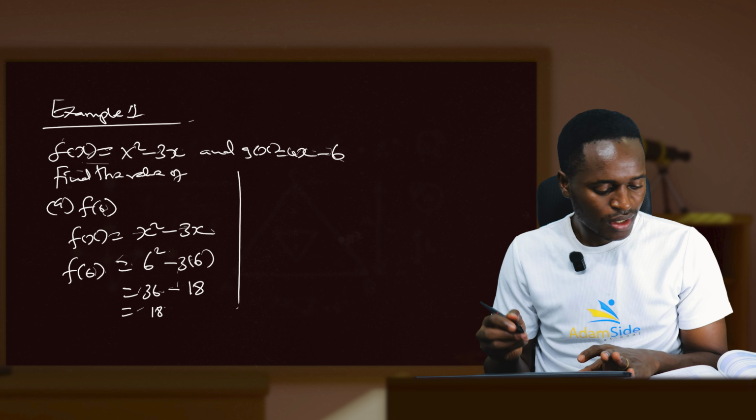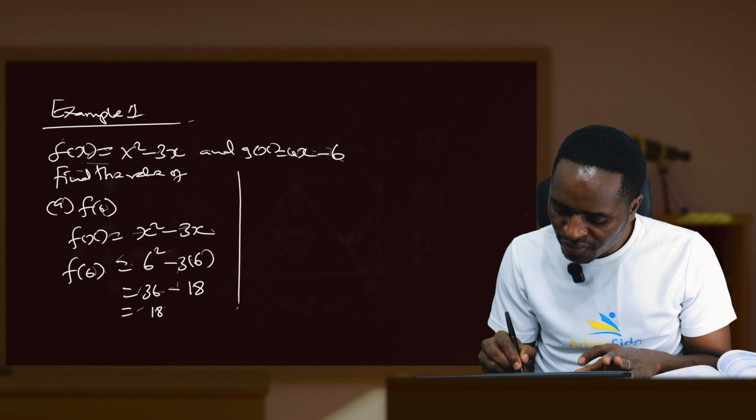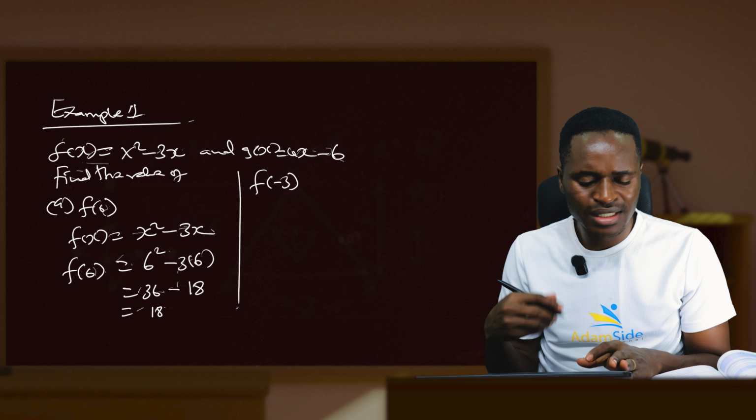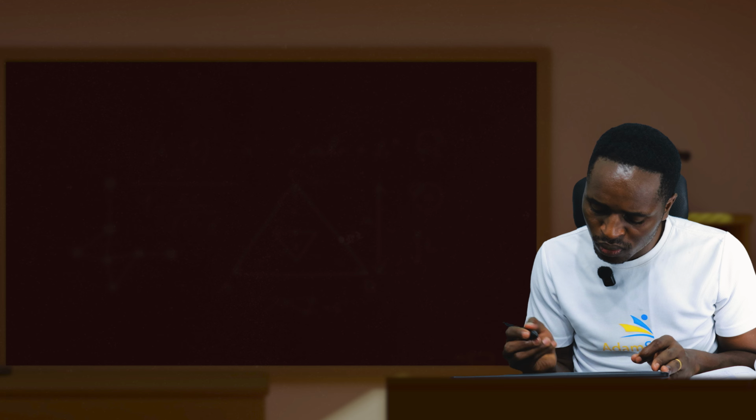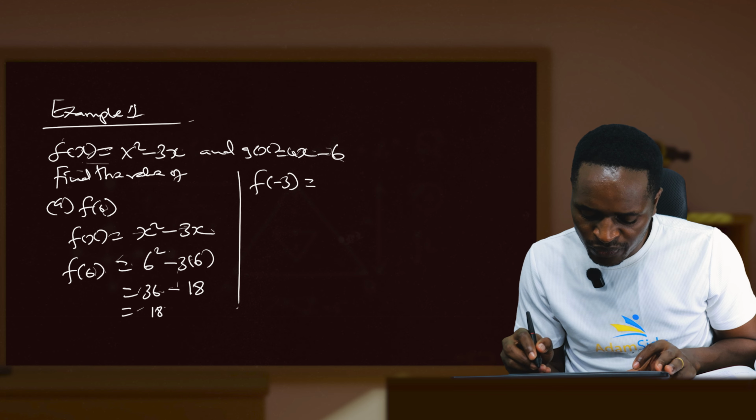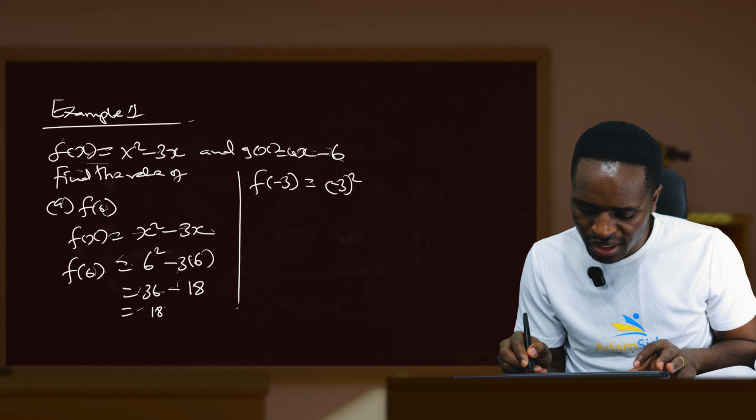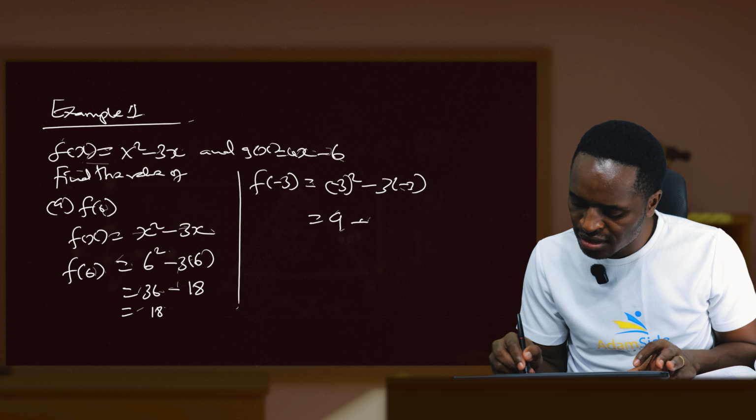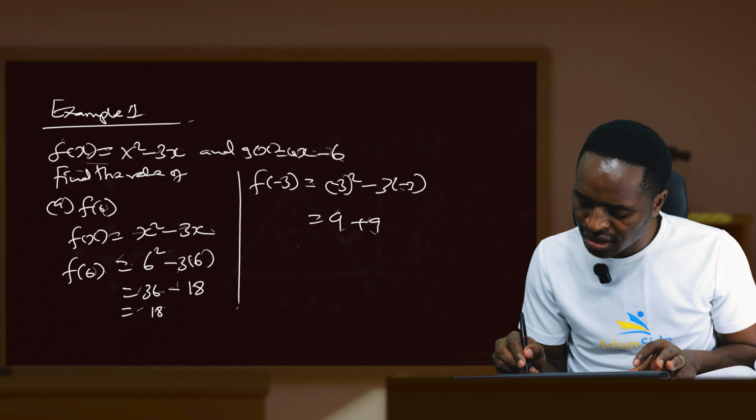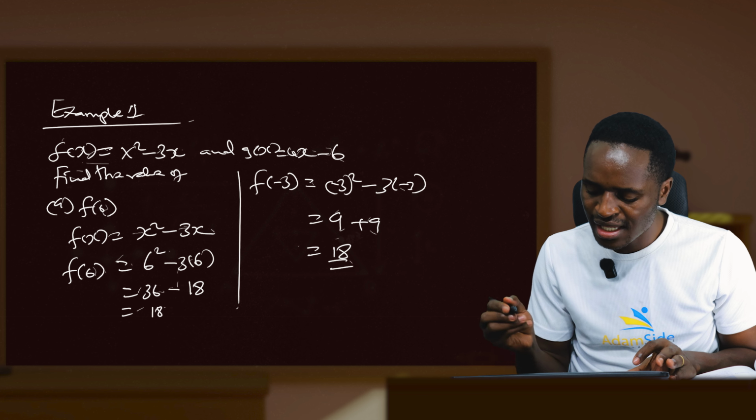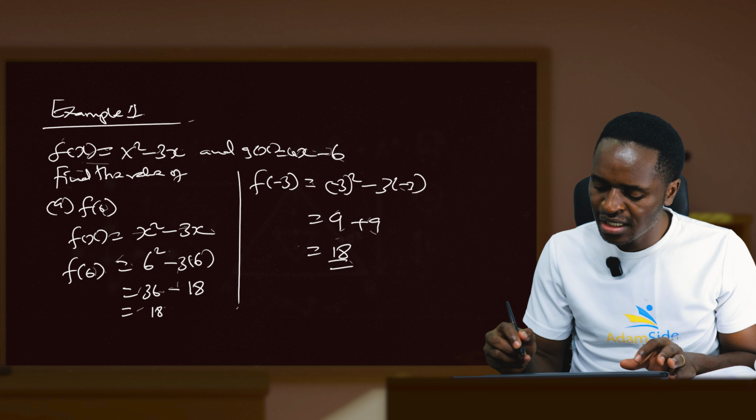Correct. Now, another question, they say f negative 3. The same thing. It's as simple as it is. So you input negative 3 into your function f of x. So what do you say? You say negative 3 squared minus 3 times negative 3. Negative 3 times negative 3, positive 9. And then you get your answer as 18. Correct.